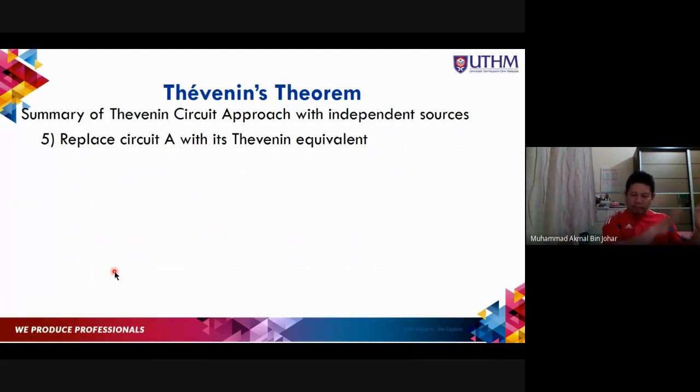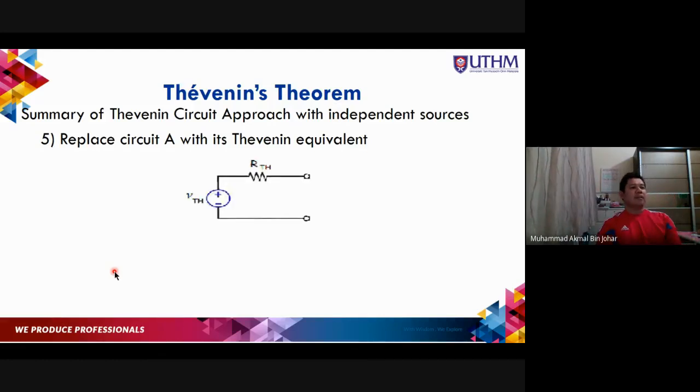After we determine the voltage Thevenin and R Thevenin, we have two values already. And now we have the Thevenin equivalent circuit, and we can replace circuit A with the Thevenin equivalent. So kita akan replace atau gantikan keseluruhan litar itu menjadi voltage Thevenin yang kita kira dalam step 4 dan R Thevenin yang telah kita kira dalam step 3.